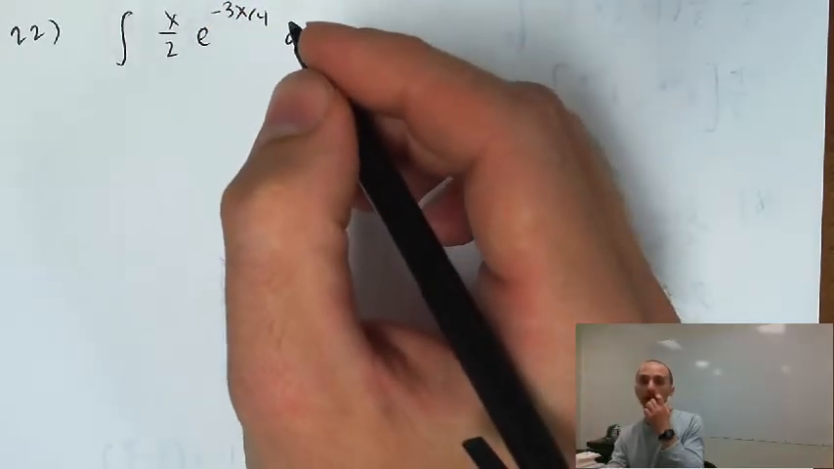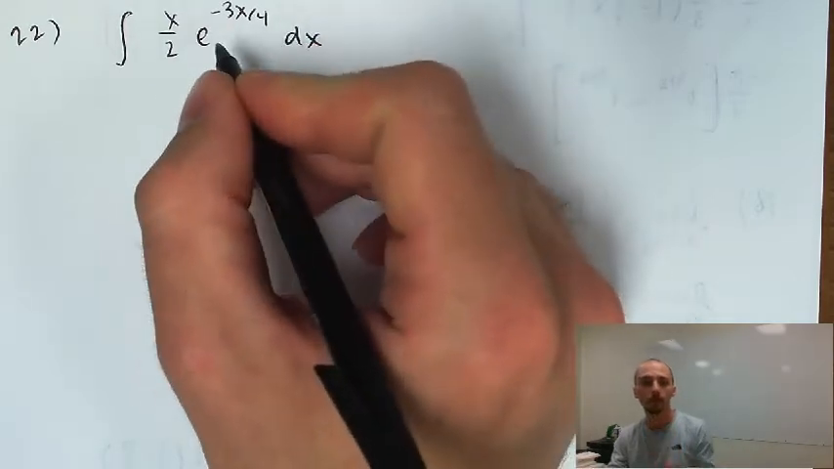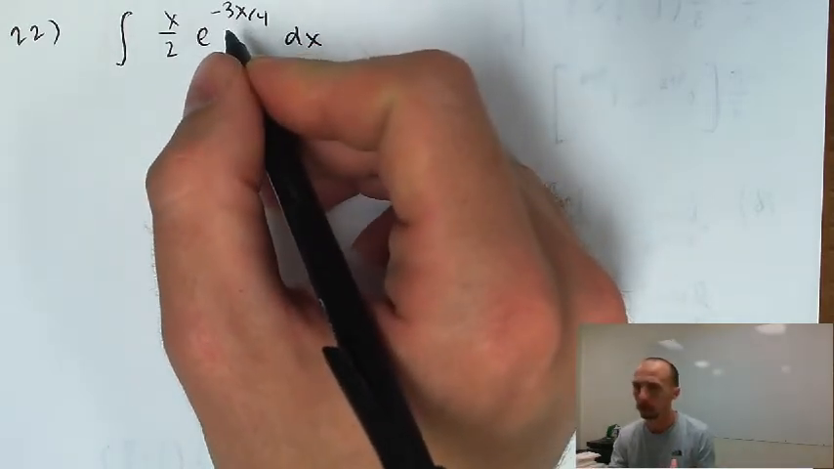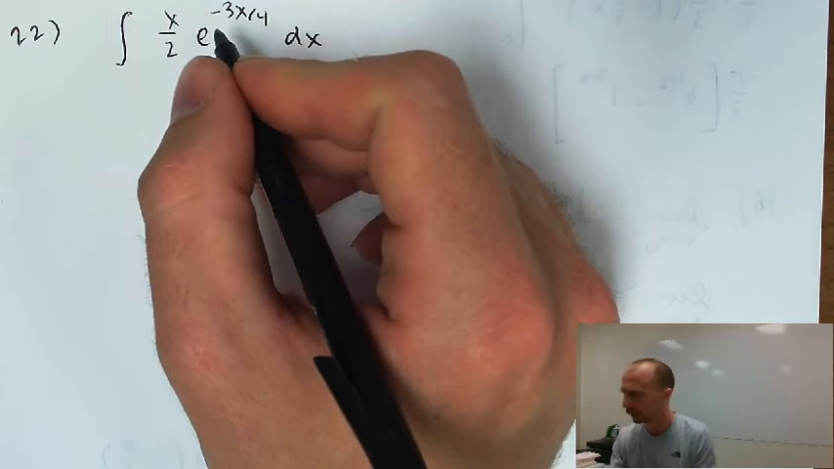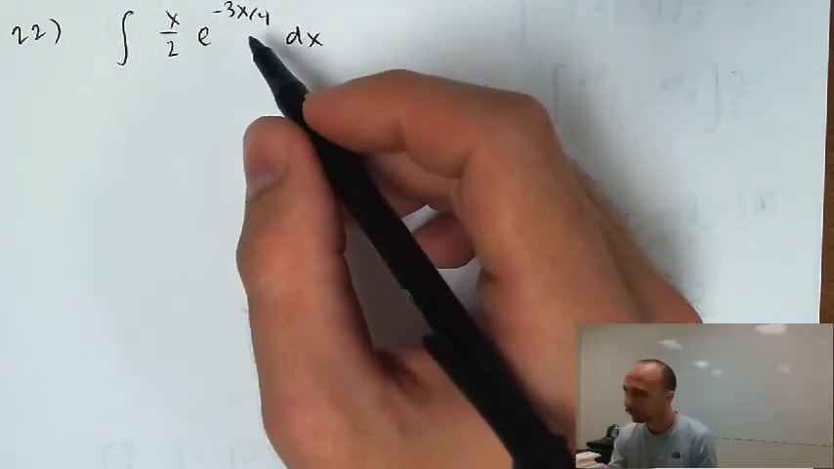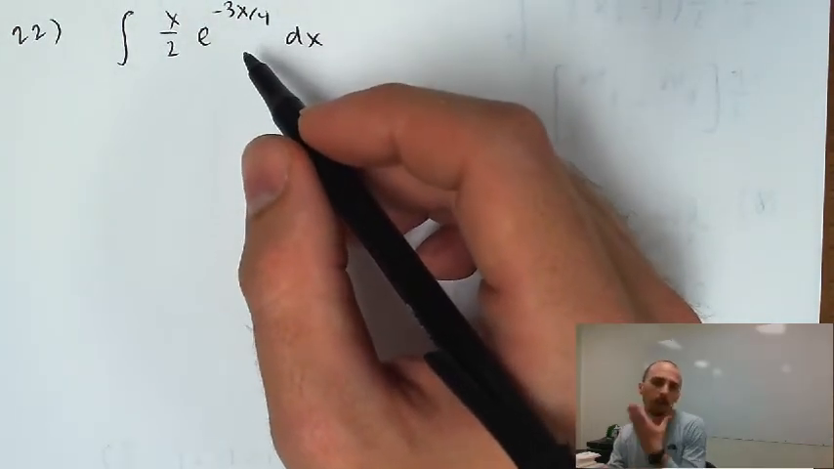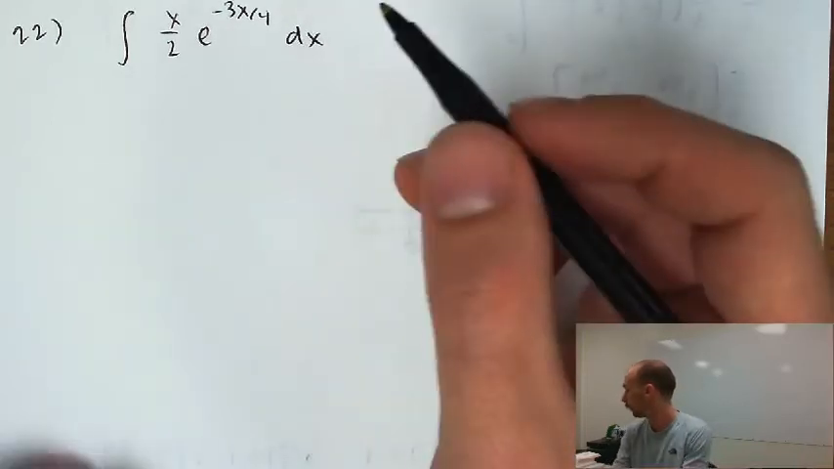You see a product in the integrand. You see that neither one of the factors of the product is the derivative of the other one, or at least the inside of something. You don't see anything being the derivative of something else. And as a result, we're going to need to use u dv.